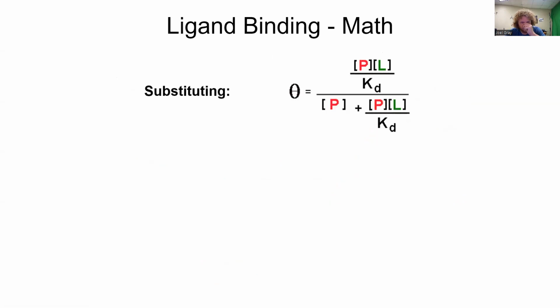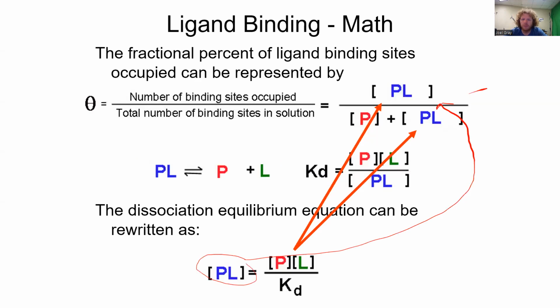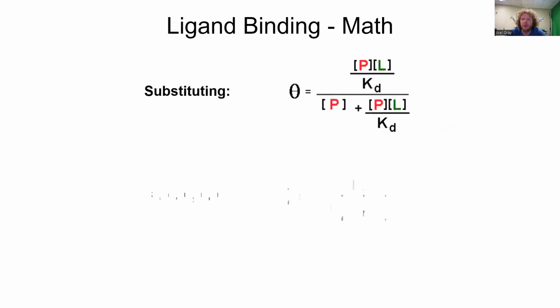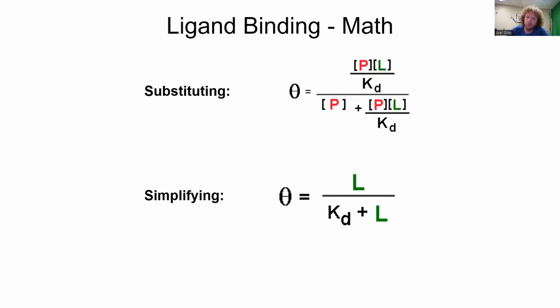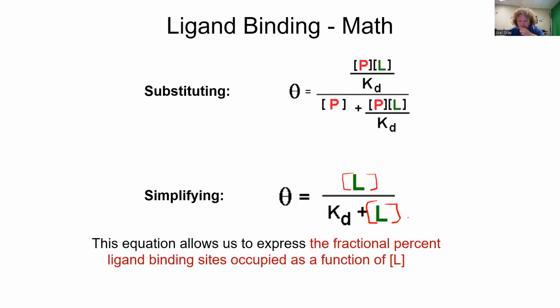This is a little bit of a jump, but we're just substituting in that PL, which is equal to protein concentration times ligand concentration divided by Kd. Substituting that in ultimately is going to be simplified down to this right here, which is theta is equal to, and there should be brackets here, free ligand concentration divided by Kd plus free ligand concentration.